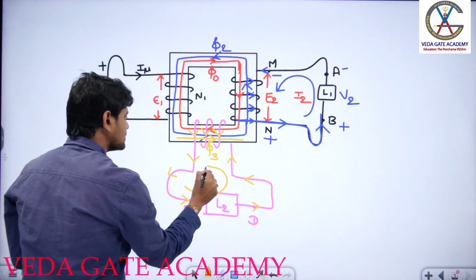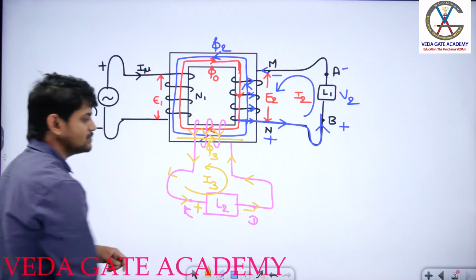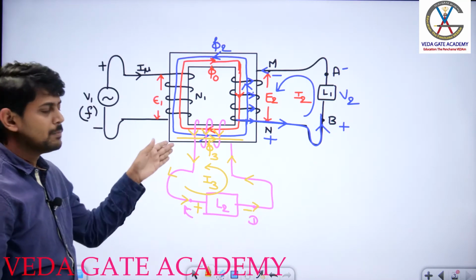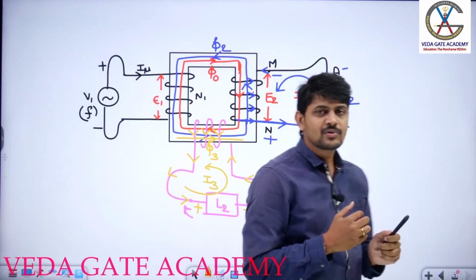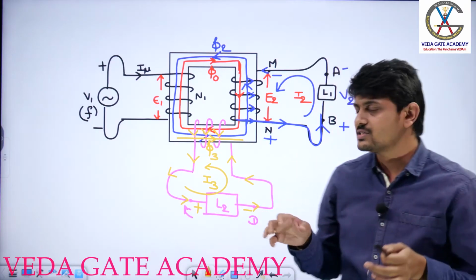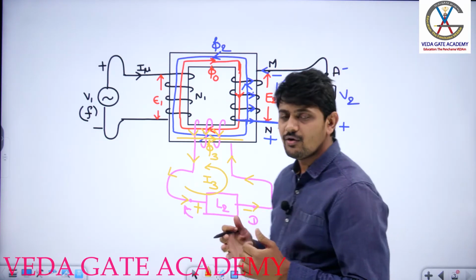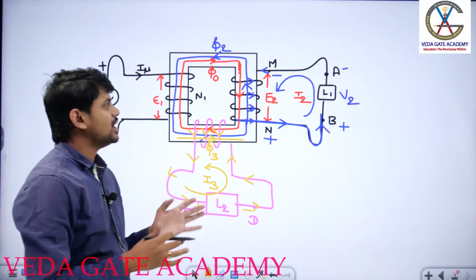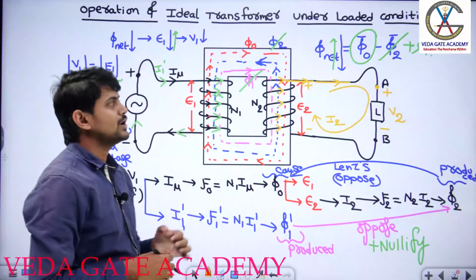So this is the direction of current you are going to get in the second load. Obviously this terminal is positive with respect to this terminal. I hope you understand this. This is how we need to determine the polarities, as well as the direction of secondary current and polarities of secondary induced EMF, with the help of Lenz's law. This is a brief idea about the operation of a transformer under loaded condition.